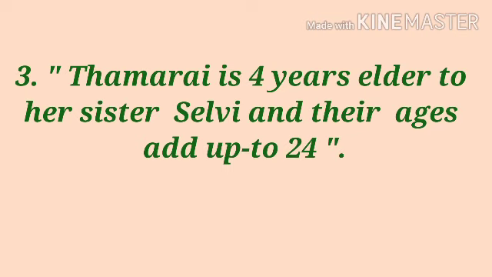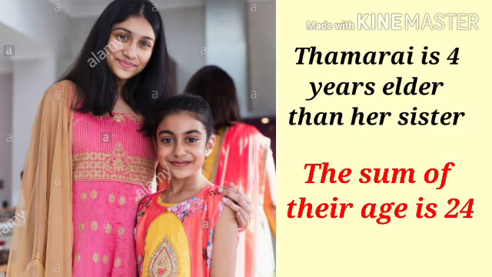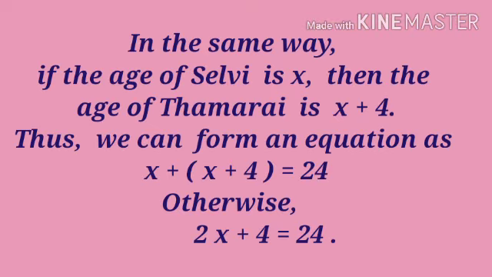Tamarai is 4 years elder to her sister Selvi and their ages add up to 24. The ages of Tamarai and her sister are treated as variables. Although their ages are different, we consider this as one variable because the age of Tamarai is associated to the age of Selvi. Suppose if Selvi's age is 10, then the age of Tamarai is 10 plus 4, which is 14. In the same way, if the age of Selvi is x, then the age of Tamarai is x plus 4.